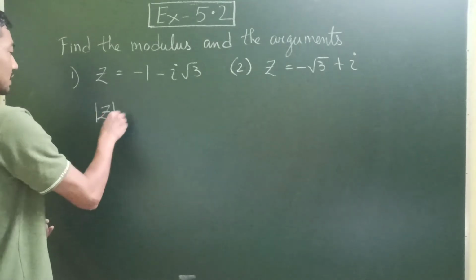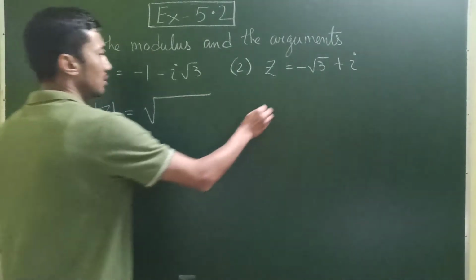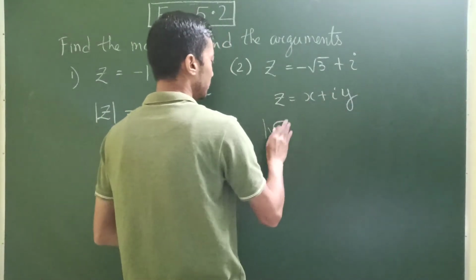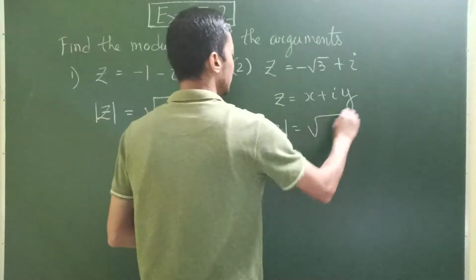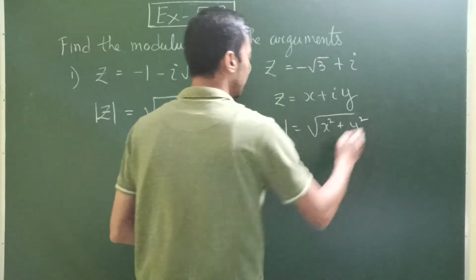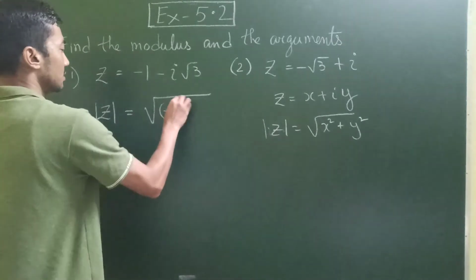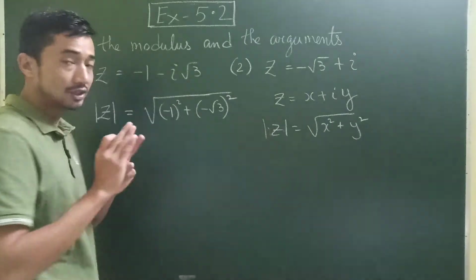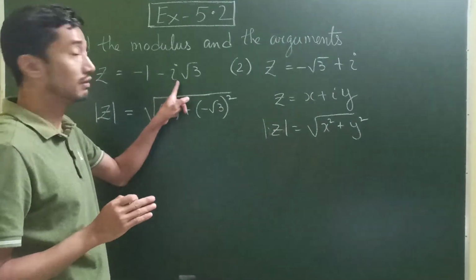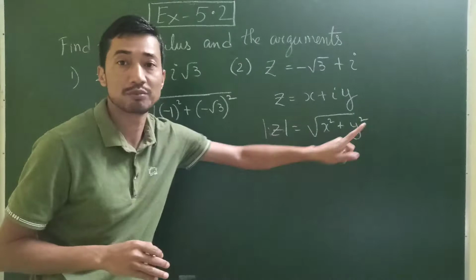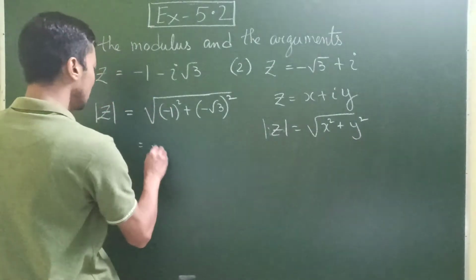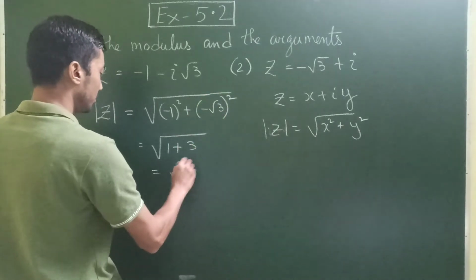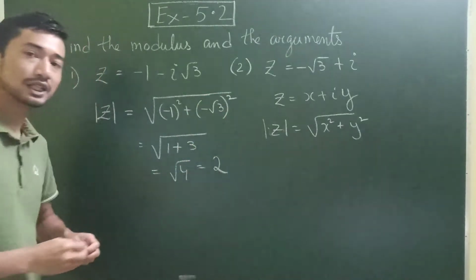So modulus, as we studied, is not very difficult. What was the modulus of z equal to x plus iy? The modulus of z was simply the square root of the sum of the squares of the real and the imaginary parts. Only the numerical values. Remember, we never use the value of i, only the real and the imaginary parts. So that's going to be root over 1 plus root 3 minus root 3 squared. That's 3. So that will be root over 4. That is going to be 2.